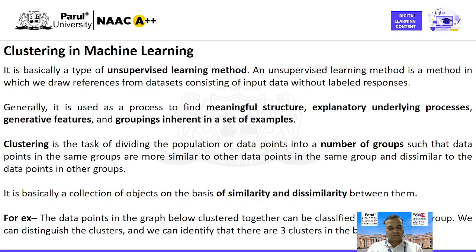In the first division, supervised learning method has two divisions. First one is classification, second one is regression. Similarly, in the unsupervised learning method, we work with clustering and association also. So clustering is basically a type of unsupervised learning method.